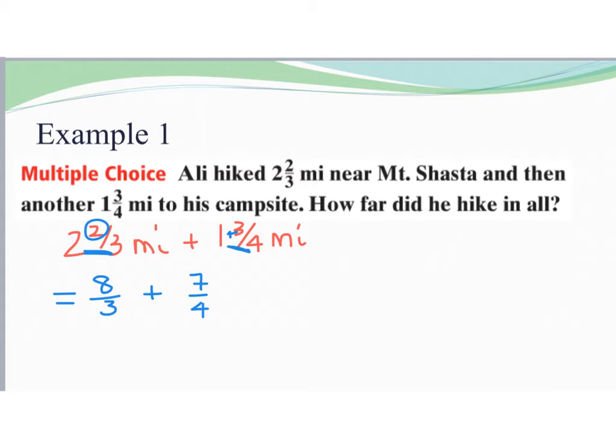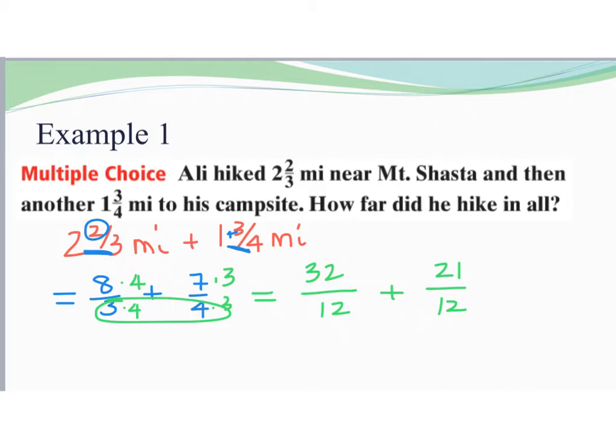So the first thing I notice is I have two different denominators. So I'm going to make my denominators the same. To do that, I'm going to multiply the denominators. So I get 3 times 4. So this is going to give me a denominator of 12 on the bottom. So if I multiply this 3 by a 4, I must also multiply the numerator by 4. So 8 times 4 is 32. And I multiplied my denominator of 4 by 3, which means I have to multiply the 7 by 3. So I end up with 21 twelfths.